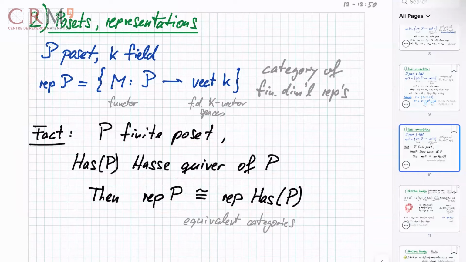A poset by definition, one can be smaller than three only in one way. It's not encoded into the order relation that one can be smaller than three in two ways.